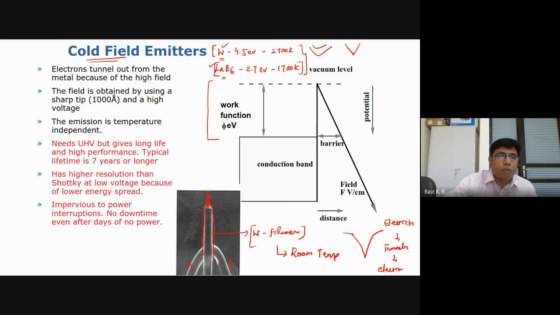The field is obtained by using a sharp tip of about 1000 Angstrom. The emission is temperature independent. Independent means you are not worrying about temperature: even if you operate at 2700 K you will get emission, and if you operate at room temperature, you get emission.